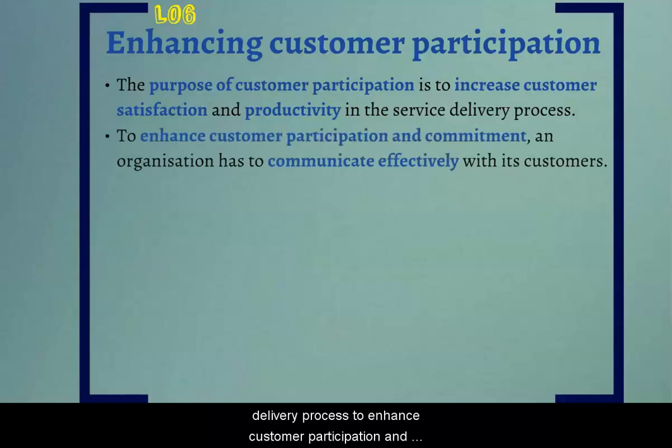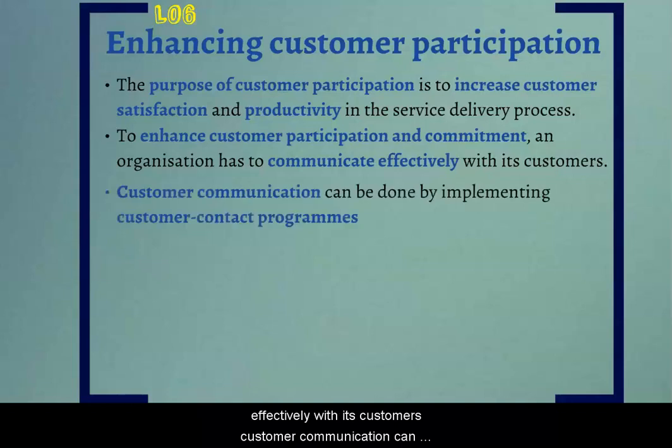To enhance customer participation and commitment, the organization has to communicate effectively with its customers. Customer communication can be done by implementing customer contact programs in which the organization takes an active role in contacting customers. So in this case, we are using WhatsApp, we are using Ifundi, and we are also using Zoom as a tool to enhance our participation and contact between students and the lecturer.